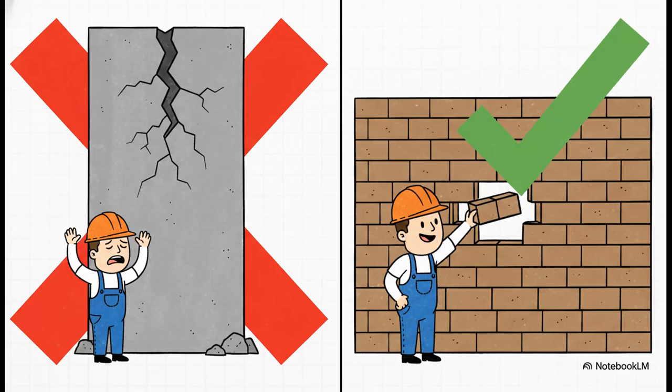And here it is, the golden rule of building an app that you won't hate working on 6 months from now. Don't build one giant, complicated wall. Instead, build it with lots of small, simple, reusable bricks. It makes your code so much easier to understand, to test, and to change later on.